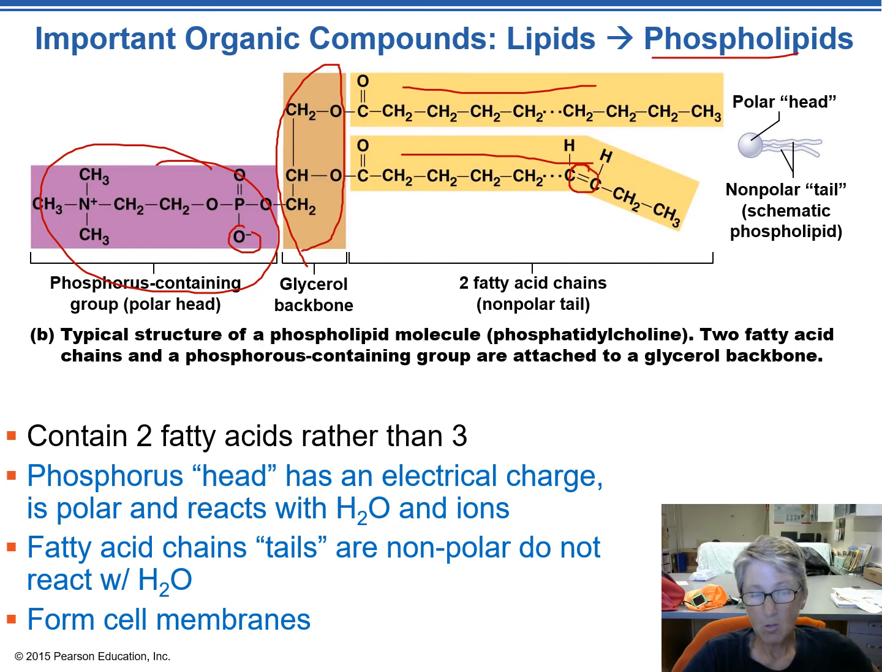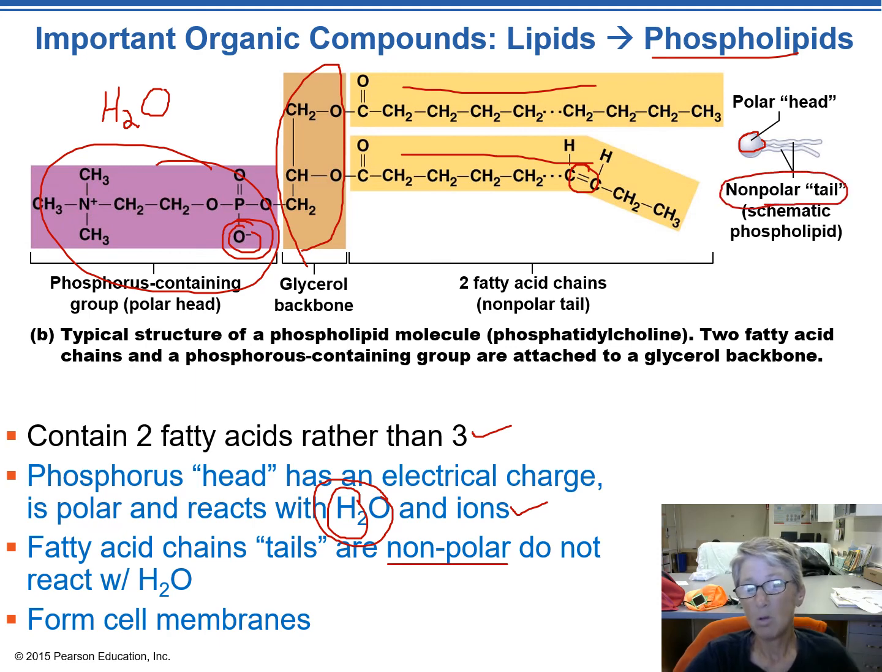So phospholipids in general contain 2 fatty acids rather than 3. We said this phosphorus head group has charge on it. So if it has a charge on it, it's going to react with water. So this negative oxygen is going to react with the positive hydrogens in a water molecule. Fatty acid chains or tails are non-polar, so they don't react with water. So the polar head group will react with water, but these fatty acid tails are non-polar. That means they will not react with water.